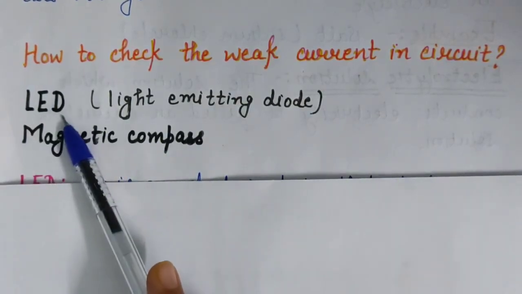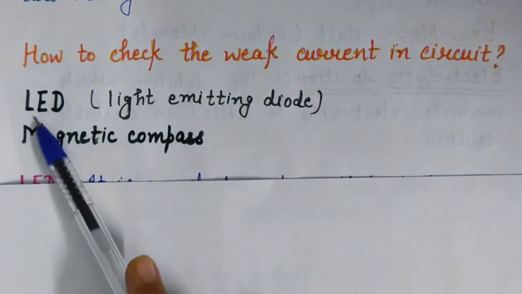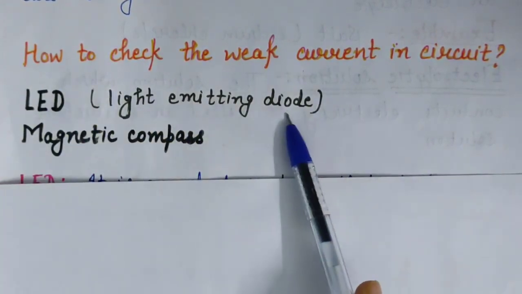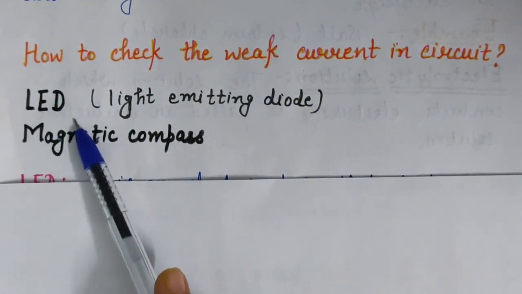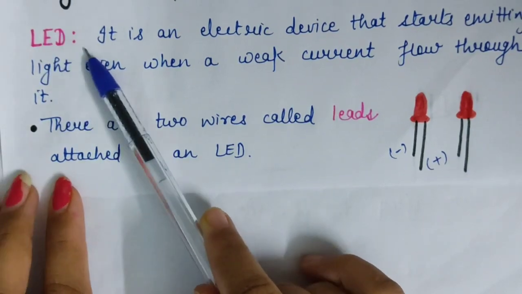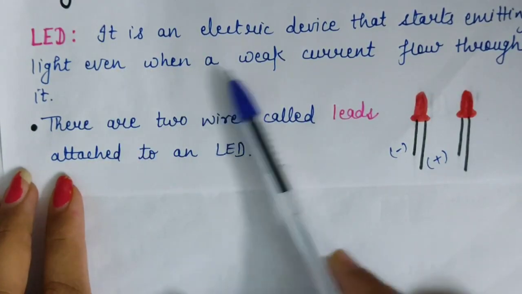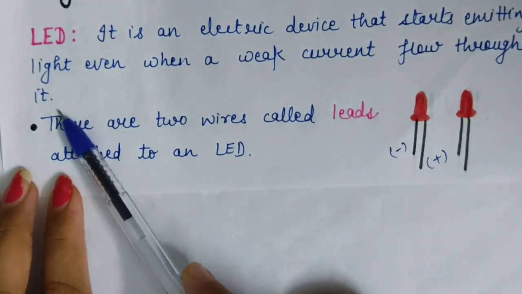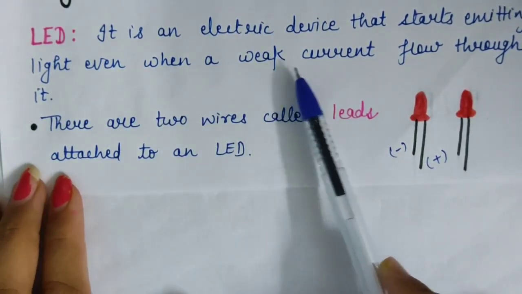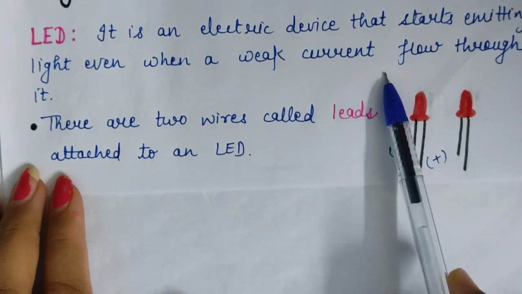LED, the full form of LED is light emitting diode. L for light, E for emitting, and D for diode. Now, what is LED? LED, light emitting diode, is an electric device that starts emitting light even when a weak current flows through it. It means LED glows on receiving a weak amount of current also. Okay, or less amount of current also.